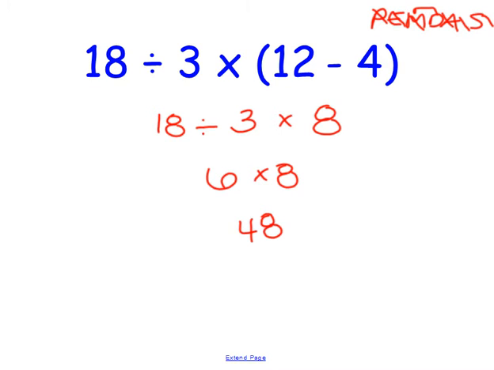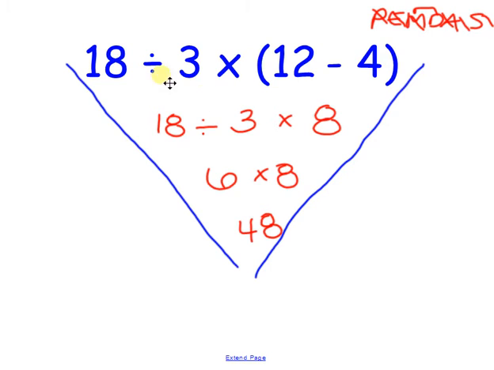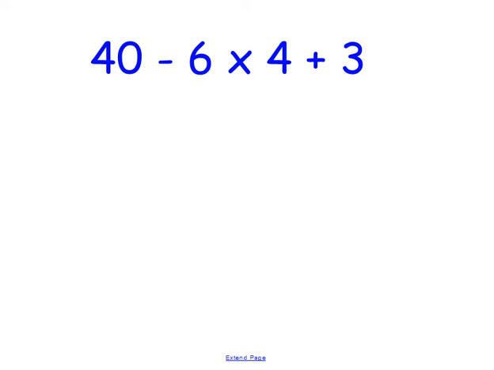I want to take a moment, though, to point something out to you. You know you're doing order of operations correctly in a couple different ways. One, if you're following the steps. But from a visual standpoint, you should be creating a cone with each step that you complete. So in other words, every time you complete a step, your problem should get shorter, shorter, shorter until you get to the answer. So that's a good way to organize your work.